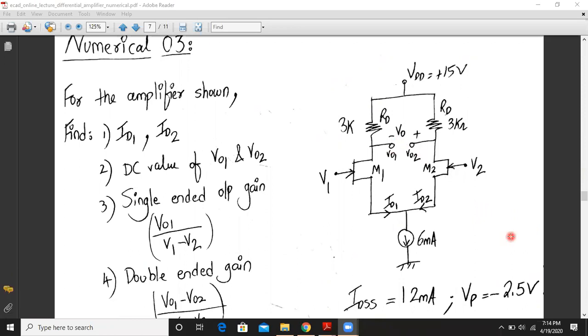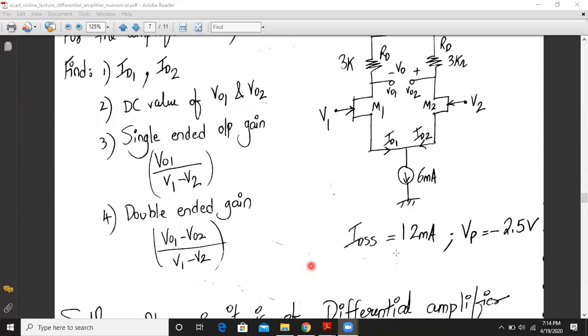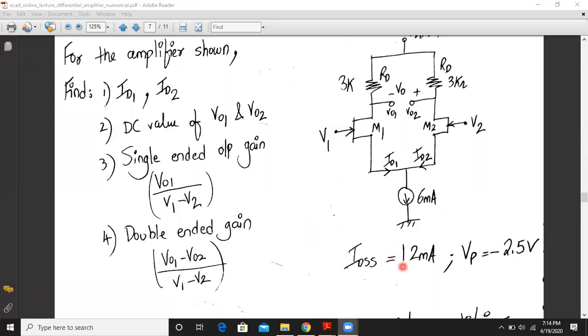So if you have a JFET, don't panic. You can solve it the way we have solved the MOSFET based differential amplifier. Over here the current source is given with a value of 6 milliampere, and we are supposed to find ID1, ID2, DC values of VO1 and VO2, single-ended output gain, and double-ended output gain. Here the additional parameters given are IDSS equal to 12 milliampere and VP equal to minus 2.5 volt. So let us see how we will use this to our advantage.